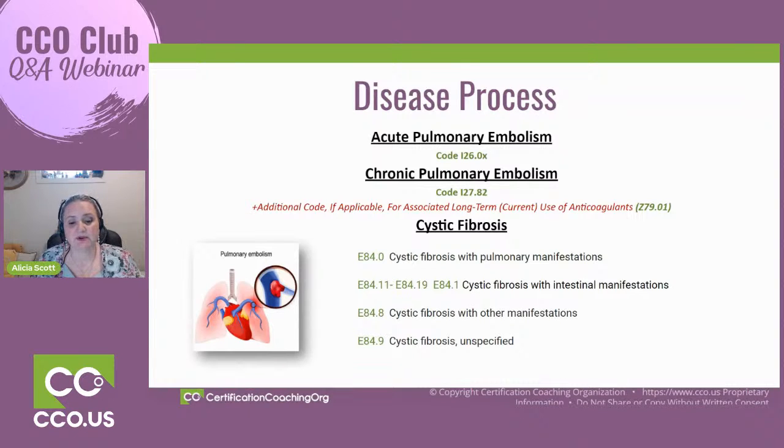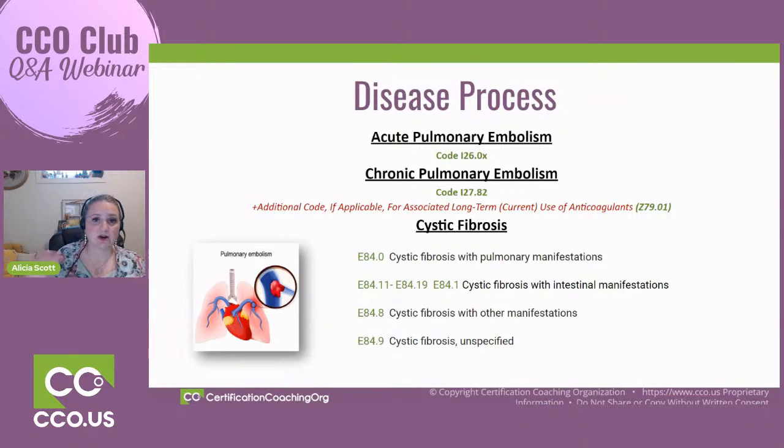Chronic is going to be your I27.82. Again, whenever you're dealing with any type of embolus or thrombus disorders, the patient's most likely going to be on anticoagulants: Coumadin, Warfarin, Xarelto. I type that all the time, but yeah, Xarelto, I think that's how they said it on TV. In that situation, Z79.01 would be appended with the patient too. So keep that in mind.